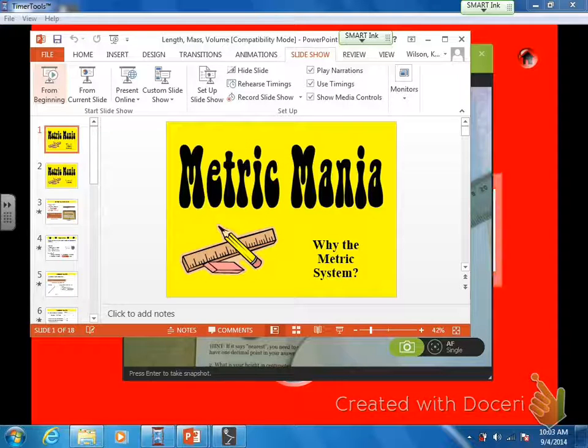All right, go for it, Kendra. I can use the metric system to measure mass. More specifically, I can use a triple beam balance correctly.